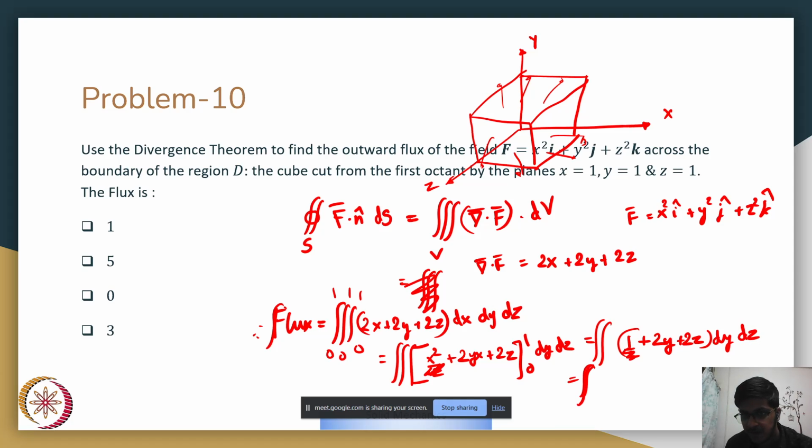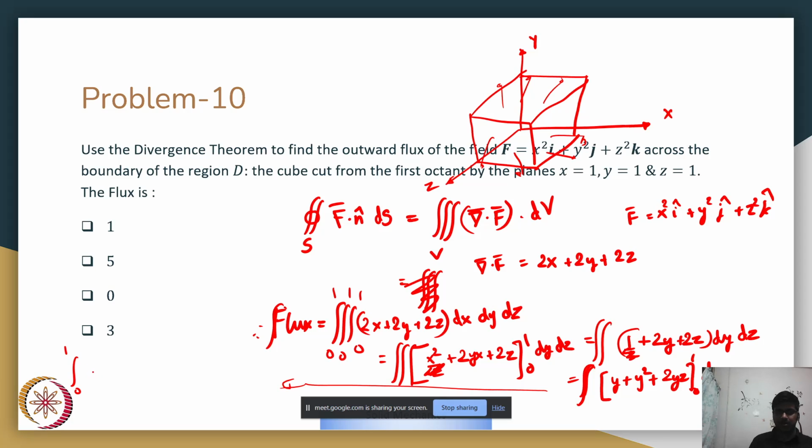Again, this becomes the integral of y plus y squared plus 2yz dz between 0 and 1, which if I continue here, is nothing but 1 plus 1 plus 2z minus 0, again dz. It's nothing but 2z plus z squared bounded between 0 and 1, which is equal to 2 plus 1, 3, minus 0, which is 3. So my overall flux turns out to be 3.